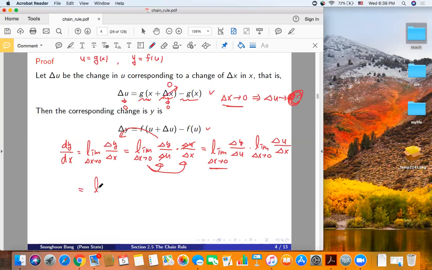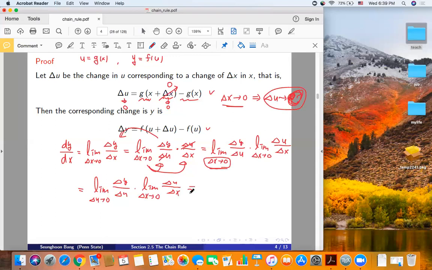You can change the limit. The delta x approaches 0 you can replace by delta u approaches 0. So the limit as delta u approaches 0 of delta y over delta u, times the limit as delta x approaches 0 of delta u over delta x.